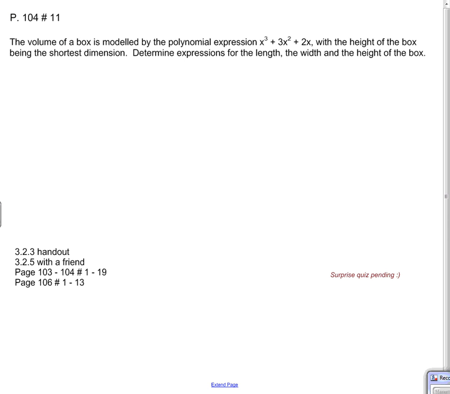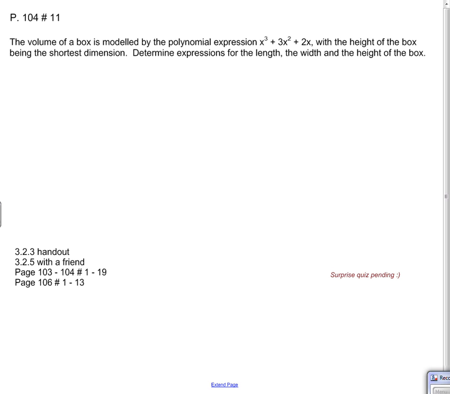I've stolen the following question right out of your textbook, but I thought we'd do this one here together. The volume of a box is modeled by the polynomial expression x cubed plus 3x squared plus 2x, with the height of the box being the shortest dimension. Determine the expressions for the length, the width, and the height of the box.